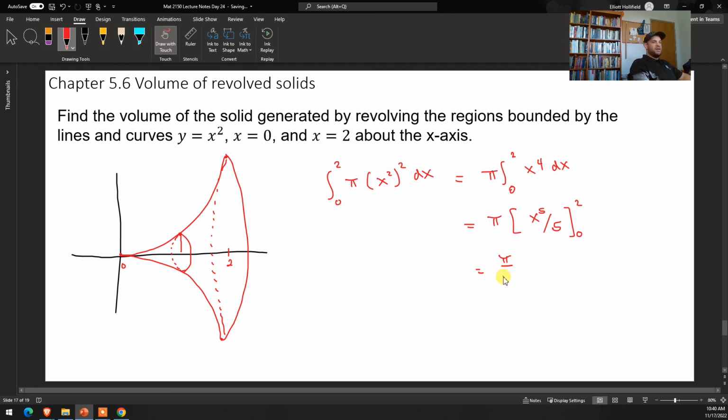Pi divided by 5 times 2 to the 5th minus 0 to the 5th. Two to the 5th is 32, so we'll get 32 pi over 5.